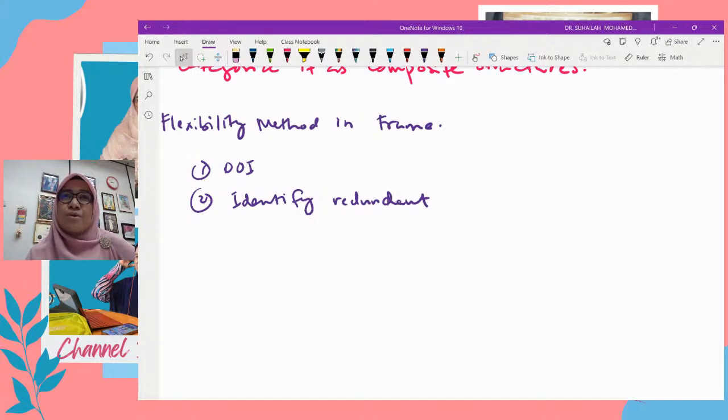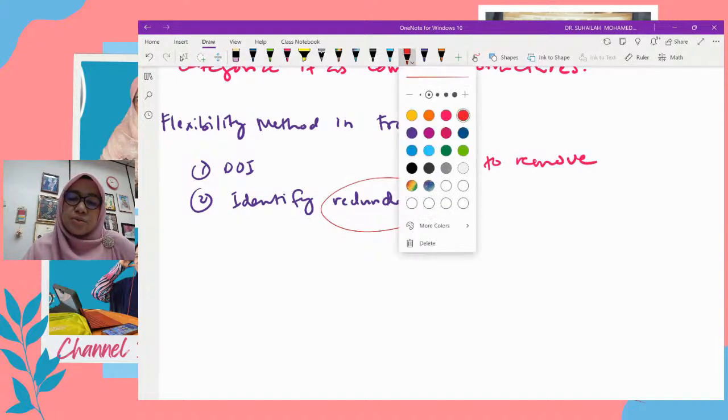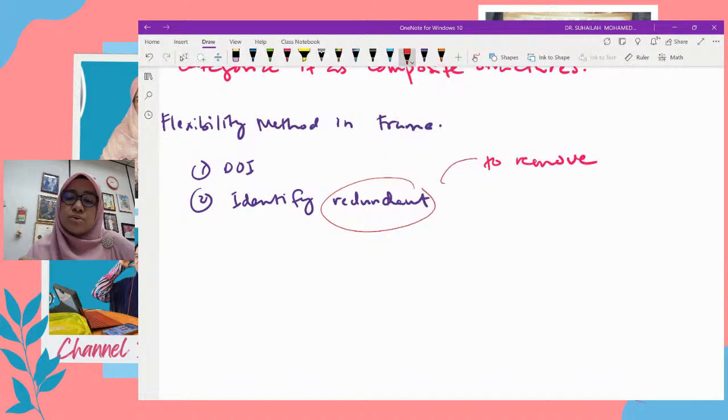How to identify redundant? We need to have knowledge about redundant, because redundant is to be removed from the system. This one is to be removed. We need to remove redundant.